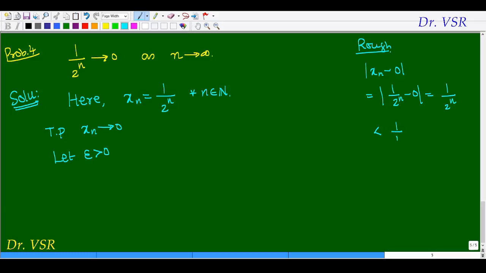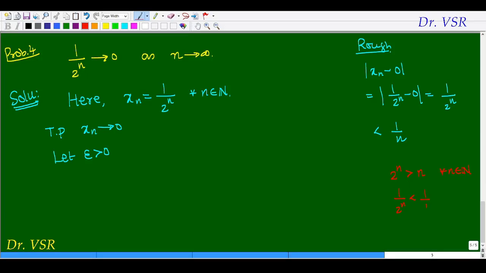Why? Let me give a reason. We have 2 to the power n which is always greater than n for every n belongs to natural number. Correct? Put 1 in place of n: 1 is smaller than 2. Put 2: 2 power 2 is 4. Put 3: 2 power 3 is 8, which is greater. So this is true for every n. So taking the reciprocal, 1 by 2 to the power n is less than 1 by n.